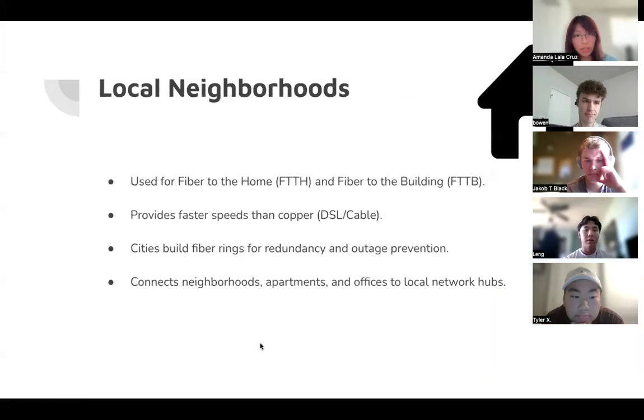At the local level, fiber is used for things like fiber to the home, FTTH, and fiber to the building, FTTB. These connections give neighborhoods and apartments much faster speeds compared to old copper systems. Many cities are also building fiber rings for redundancy and outage prevention. So this helps neighborhoods stay connected to the nearest local network hubs.